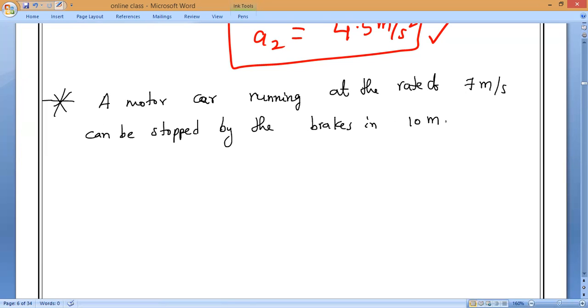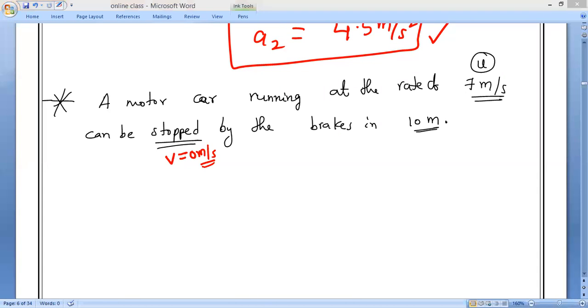So you can see, guys, he has not mentioned time, but they have given what? Distance. And what is the initial velocity? Anybody? 7 meter per second. And it is stopped. Stopped means what is the final velocity, Hari? Zero. That is what you should understand from the question. And you can see they are asking what?